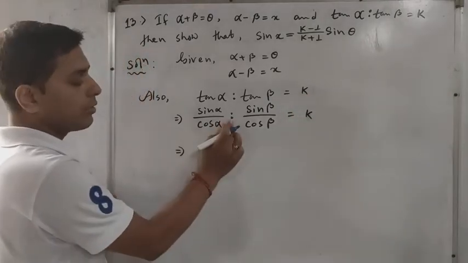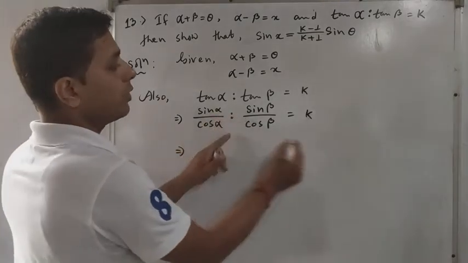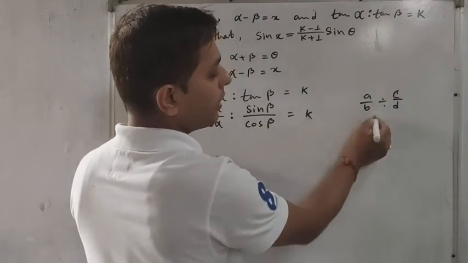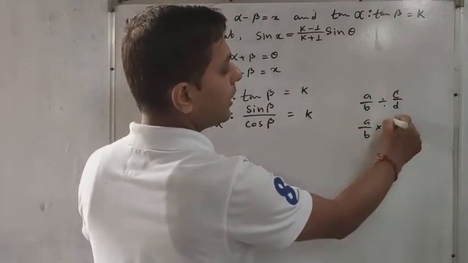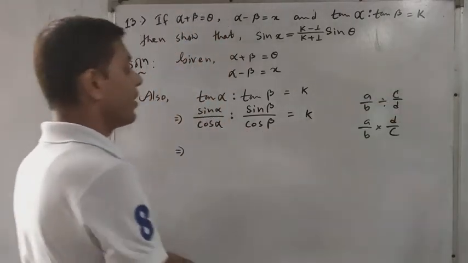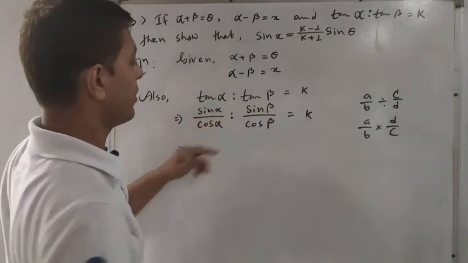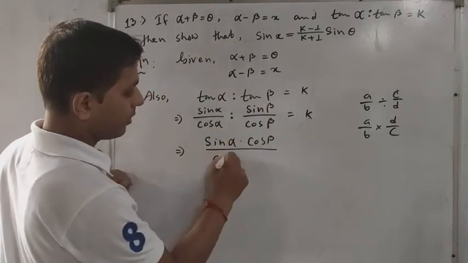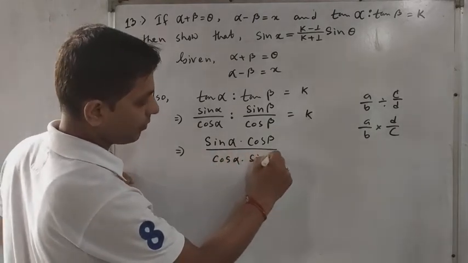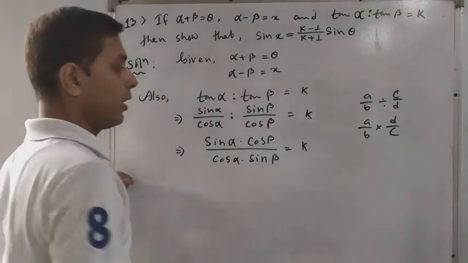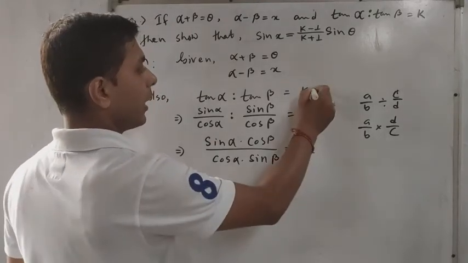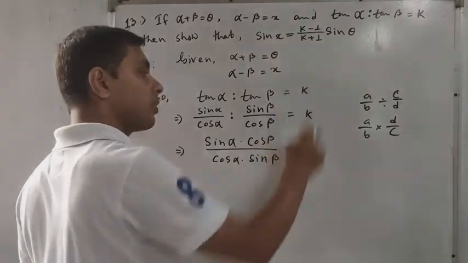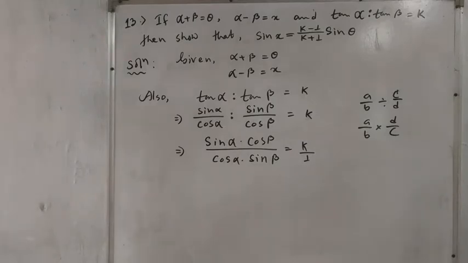Hope you have understood. Suppose a by b divided by c by d is there with you. If you multiply, write the multiply, a by b times d by c, it will get reversed. Here also, if you write multiply, it will get reversed. So sin alpha cos beta by cos alpha sin beta is equal to k. K with nothing under it means k by 1 will always be there. So we can write k by 1.